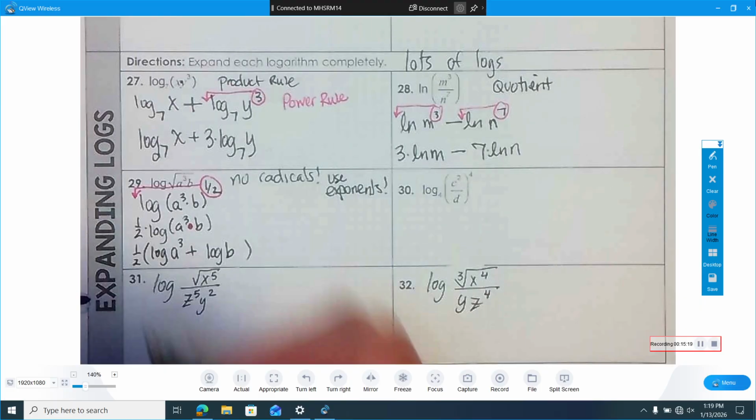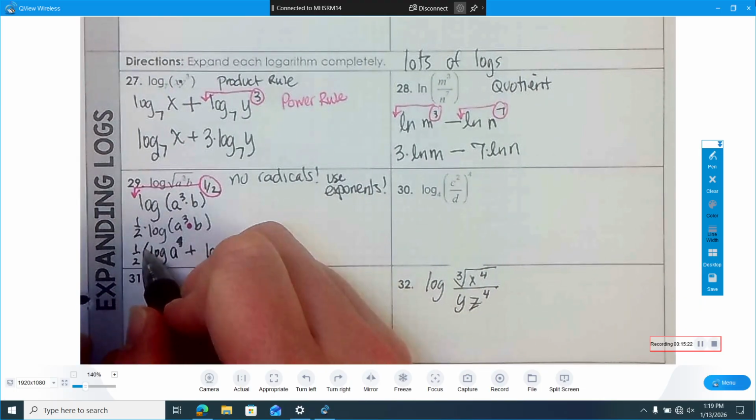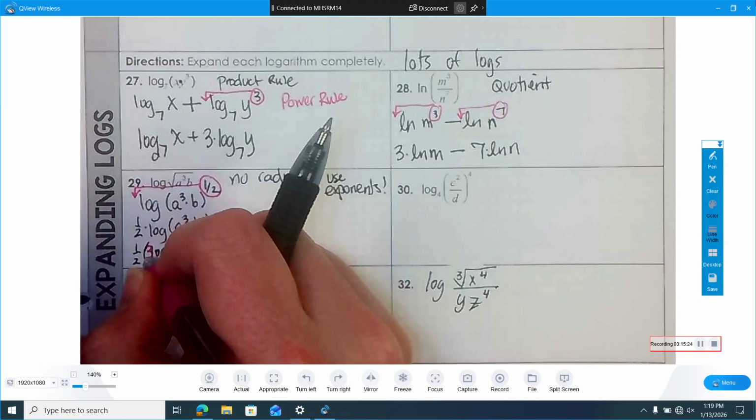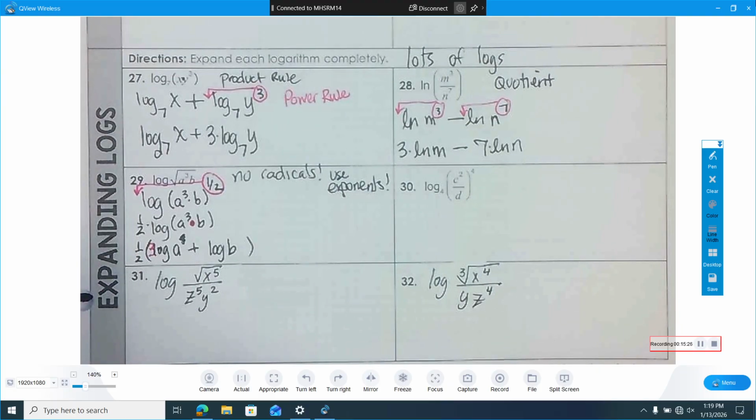And then we got to move the 3. Can I just do this? Can I cross out the 3 and pop it down in front of its own little log there? I ran out of space. Is that okay? Yeah? All right.